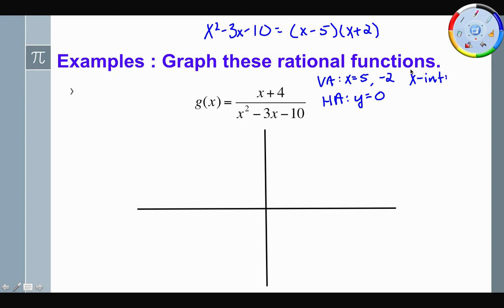The x-intercept in this case is when the numerator is 0, and that is negative 4. And the y-intercept is when I plug in x equals 0, and I get (0 plus 4) over (0 minus 10), which is a positive 4 over negative 10, which is negative 0.4 if you want that decimal. It is negative 2/5.